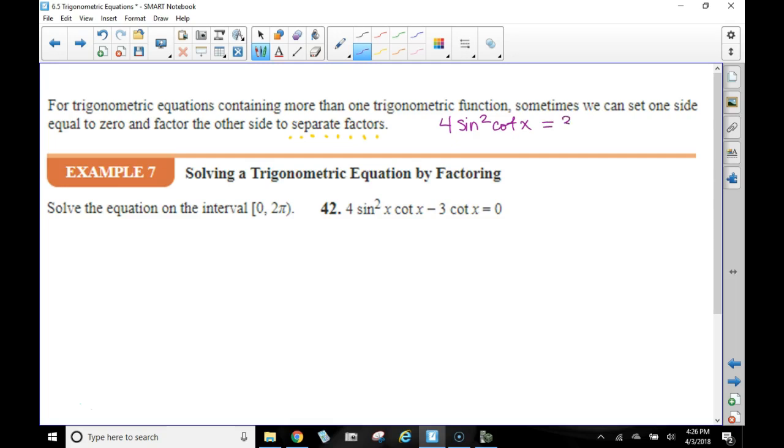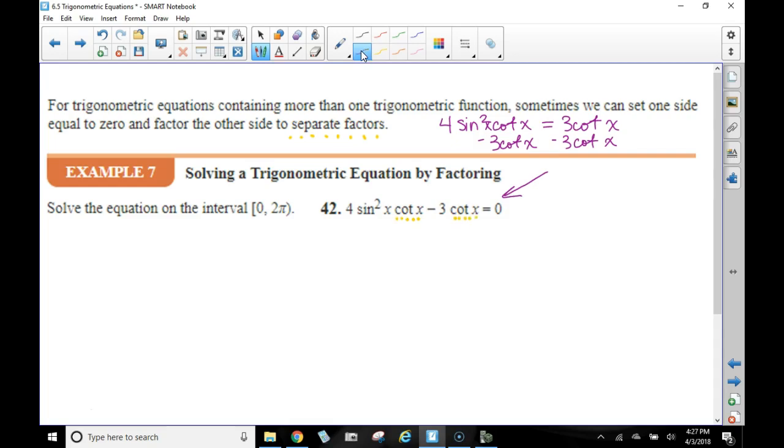x cotangent x equals 3 cotangent x. I forgot to write my x right here, didn't I? Since we've got a mixture here of sines and cotangents, the first step we'd want to do is get everything on one side. So I would subtract 3 cotangent x from both sides, and then I would arrive at what we have here on number 42. Now, if you look at this, we can see that we've got a common factor of cotangent here and here.